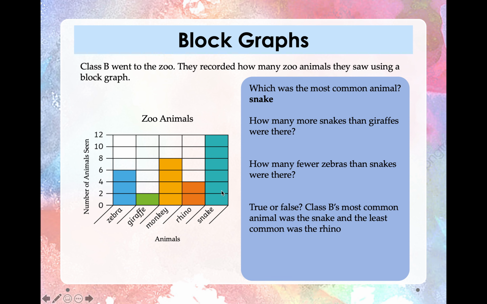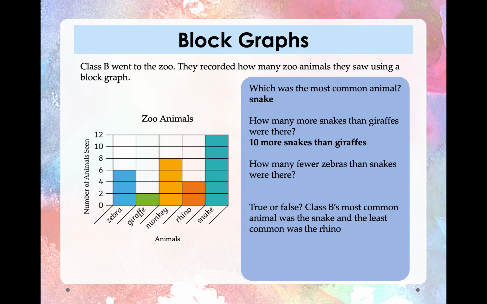So if you look here, snakes, and we look at giraffes, we can count. If we scratch one out here and one out here, we can count 1, 2, 3, 4, 5. Now we know that each block means 2 animals. So we can count in twos, 2, 4, 6, 8, 10. So there were 10 more snakes than there were giraffes.